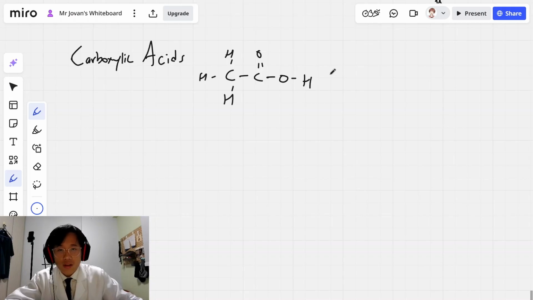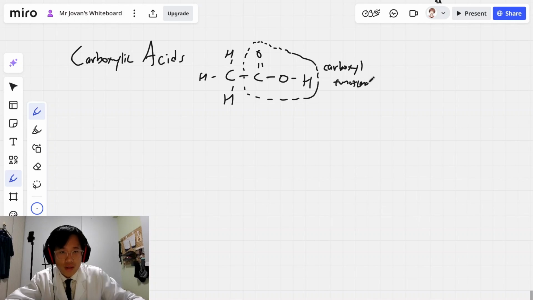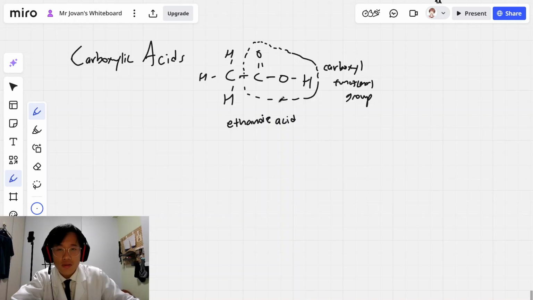Okay, this in carboxylic acids is the carboxyl functional group. This is what makes a carboxylic acid a carboxylic acid. What is it called? Ethanoic acid. Do take note that when counting the number of carbon atoms in the compound, you count the carbon that's involved in the functional group as well. So here is 2, ethanoic acid.